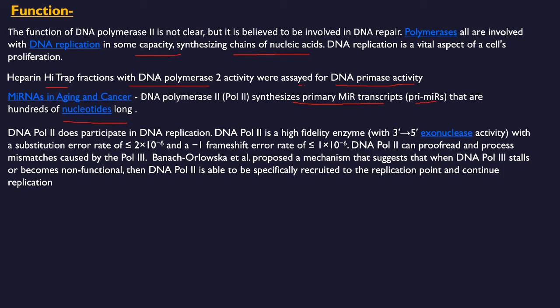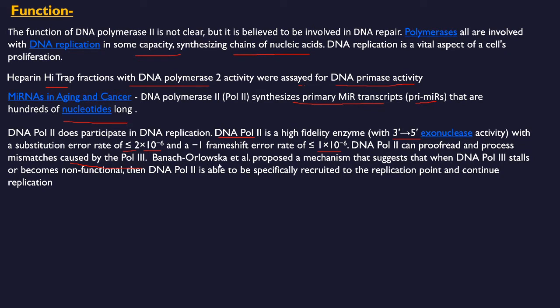DNA Pol2 is a high fidelity enzyme with a 3' to 5' exonuclease activity. As in my previous slides, with a substitution error rate less than or equal to 2 times 10 to the power of minus 6 and a frame shift error rate less than or equal to 1 times 10 to the power of minus 6. DNA Pol2 mainly works for repair, as an SOS inducible DNA polymerase. If there is a massive error rate, we can get damaged DNA, so it has to be more specific or more accurate. DNA Pol2 can proofread and process mismatches caused by Pol3.